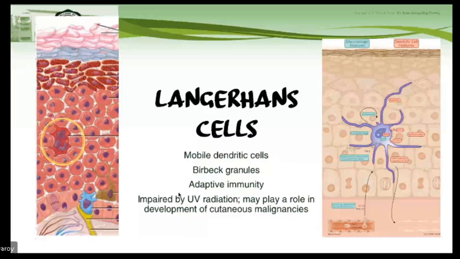The Langerhans cells are functionally impaired by UV radiation, specifically UVB, and they may play a role in the development of cutaneous malignancies.